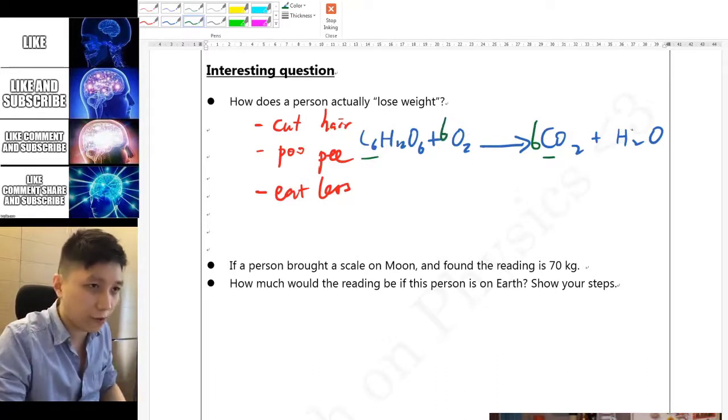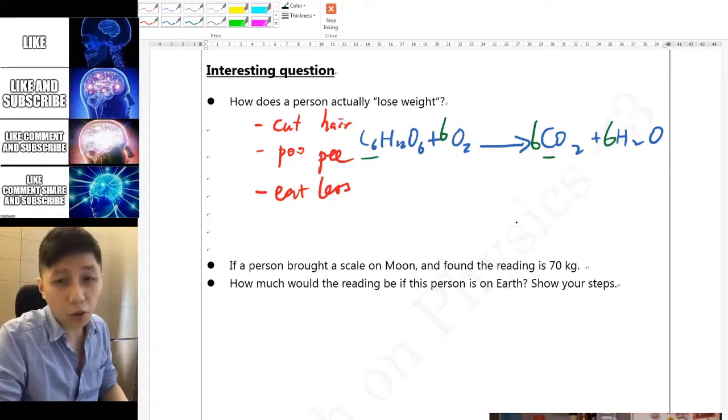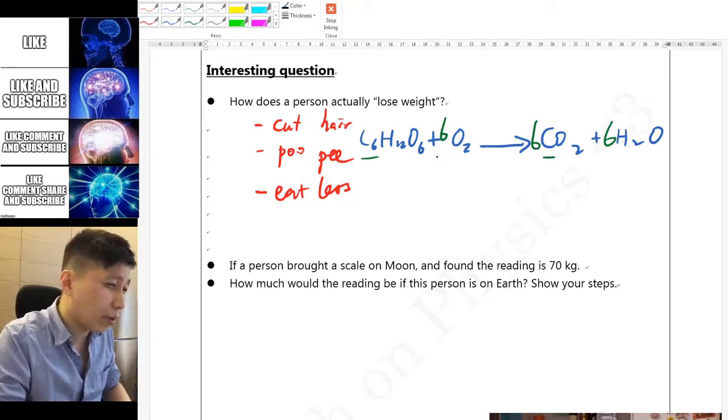and so on and so forth. 6 here and 6 here. So this is how you balance the equation. Okay, enough chemistry and biology for now. The point I want to make here is, think about this.